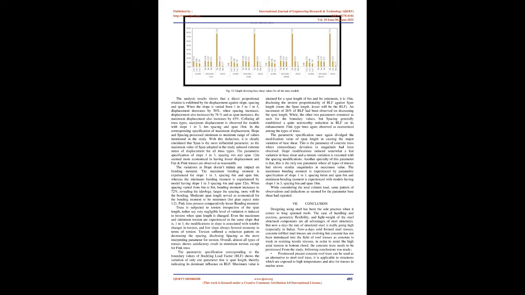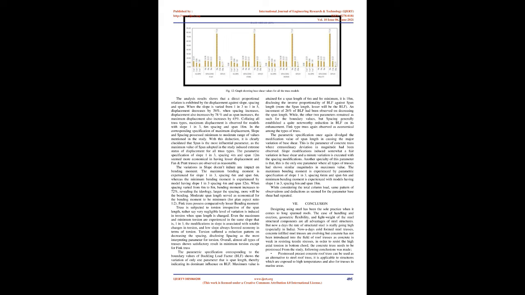7. Conclusion: Designing using steel has been the sole practice when it comes to long-spanned roofs. The ease of handling and erection, geometric flexibility, and lightweight of the steel structural components are all advantages of steel structures. But nowadays the rate of structural steel is really going high, especially in India.